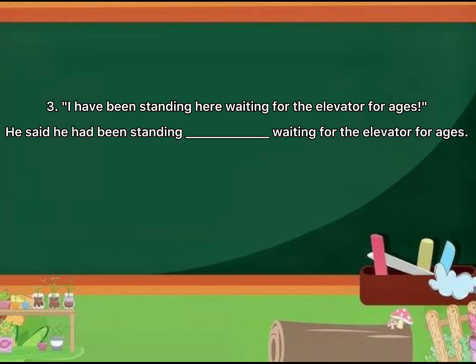I believe that your time is up. Now let's check if your answers are correct. I have been standing here waiting for the elevator for ages. In reported speech, he said he had been standing there waiting for the elevator for ages. So the correct answer is there. Did you arrive at the correct answer? If so, now let's proceed to the fourth sentence.